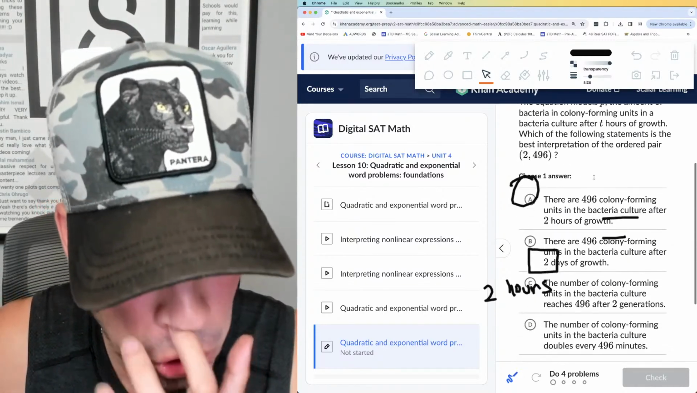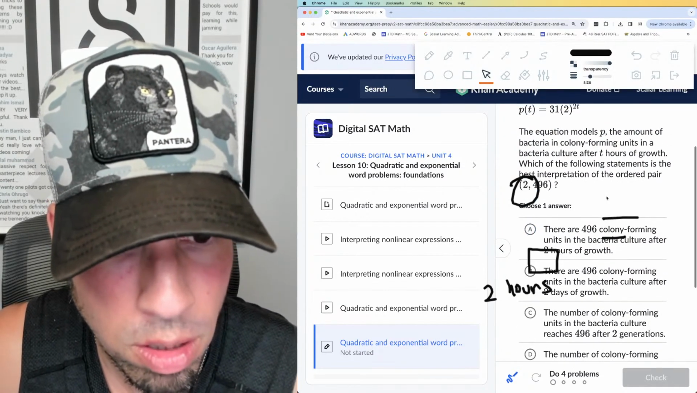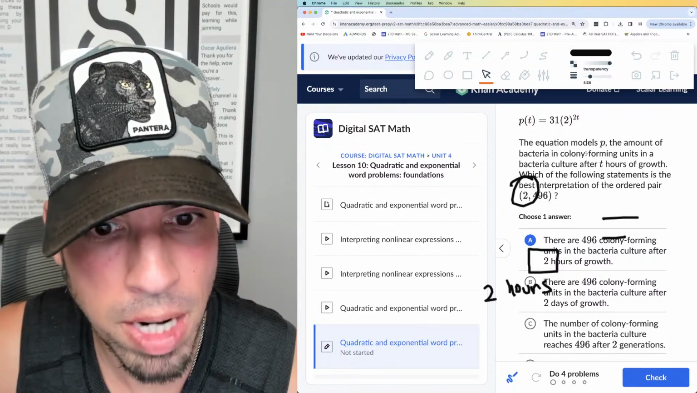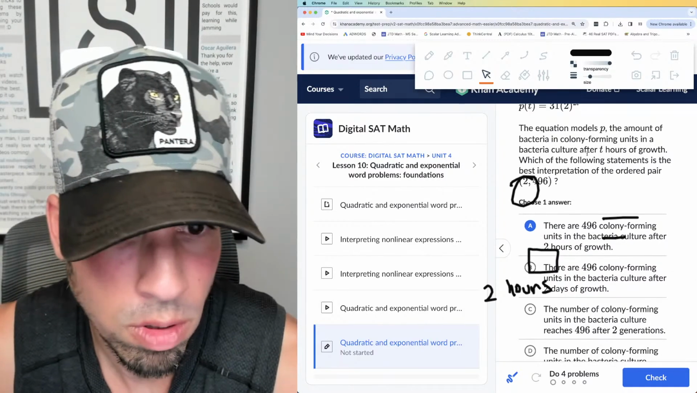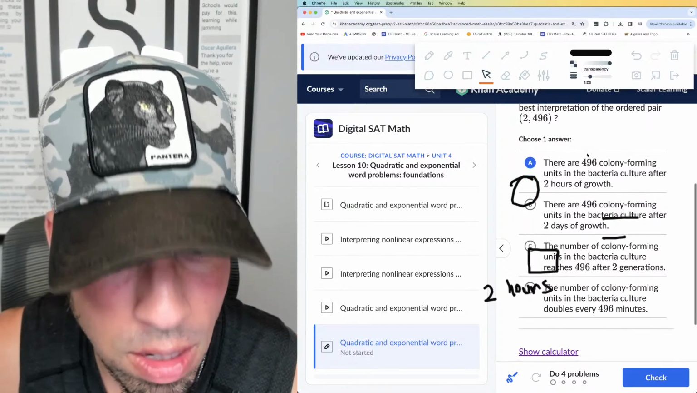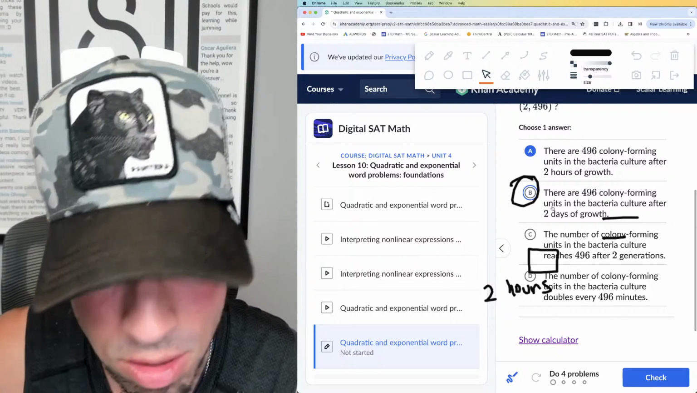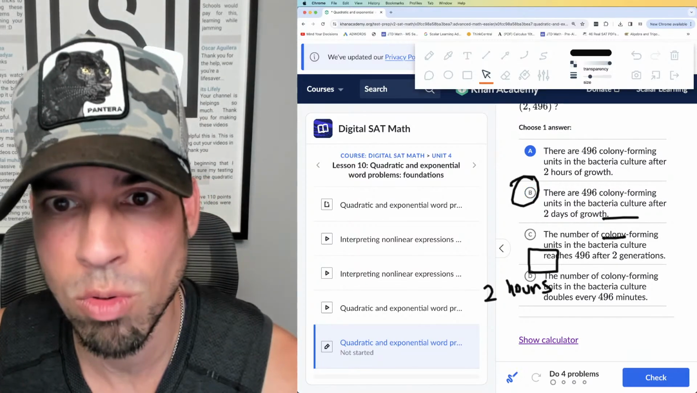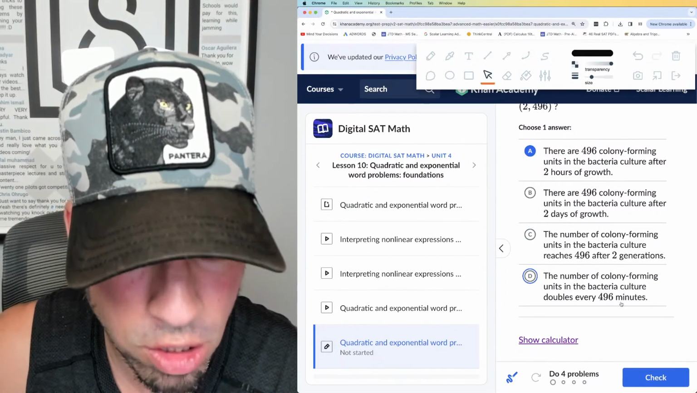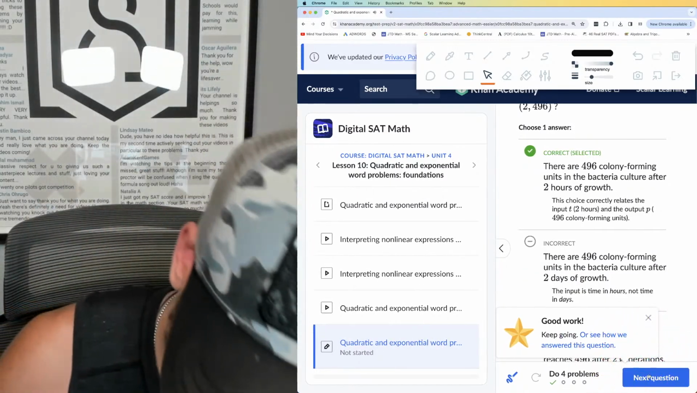So now let's see, there are 496 colony forming units in the bacteria culture. Wait, amount of bacteria colony. Oh yeah, it's right here. I just didn't read the full language. The amount of bacteria in colony forming units, so yeah, that's 496 colony forming units. This is such a weird way to state it. There are 496 colony forming units in the bacteria culture after 2 days. No, wrong. That's not the unit. We said it was hours. Oh, my computer's kind of glitching. Hope it's okay, guys. The number of colony forming units in the bacteria culture reaches 496. No, not generations, and then not 496 minutes. That's completely backwards. So anyways, A is the winner. Done. All right, next.